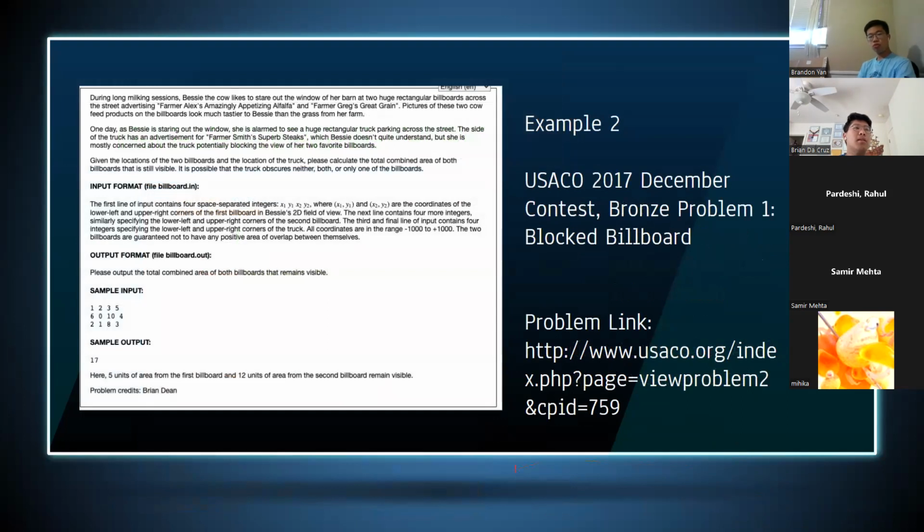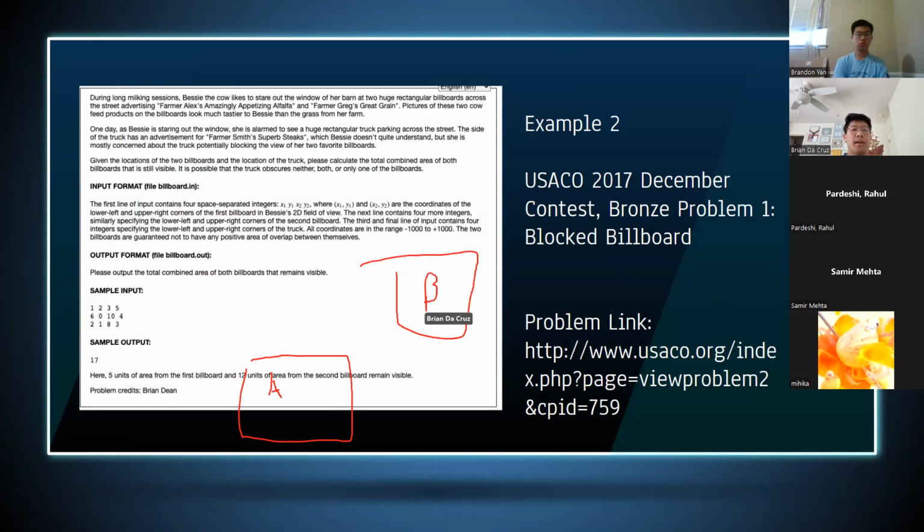So let's take a look at the second problem. I won't read the whole thing, but I'll basically give you guys the gist of it. Essentially, it's going to give you a billboard A. Just think about billboards as a rectangle. And I'll give you billboard B, right? And it's also going to tell you that A and B don't intersect at all.